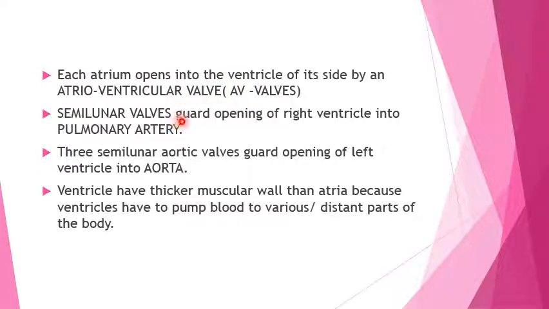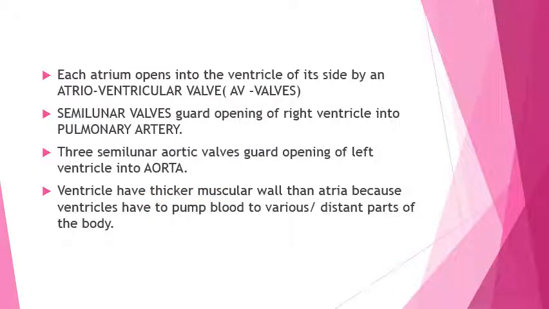Semilunar valves guard the opening of the right ventricle into the pulmonary artery, which carries the blood to the lungs. Three semilunar aortic valves guard the opening of the left ventricle into the aorta, which has to distribute the blood to the body parts. Ventricles have a thicker muscular wall than the atria. Why? Because ventricles have to pump the blood to the various distant parts of the body. That's why ventricles have a thicker muscular wall as compared to the atria.